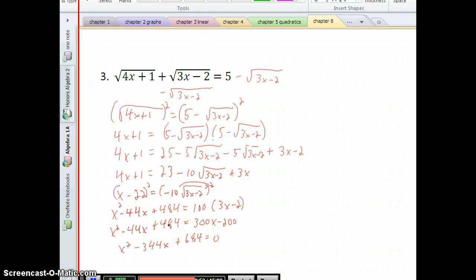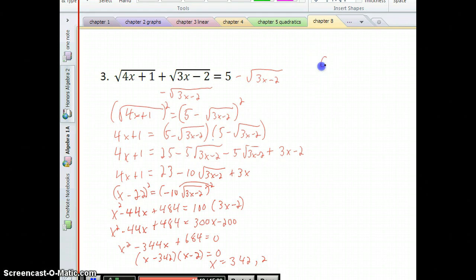What can multiply to be 684 and add to be negative 344? Well, if we don't look too hard, it's actually pretty easy. Half of 684 is 342, so we can use x minus 342 times x minus 2. So that gives us answers of 342 and 2.